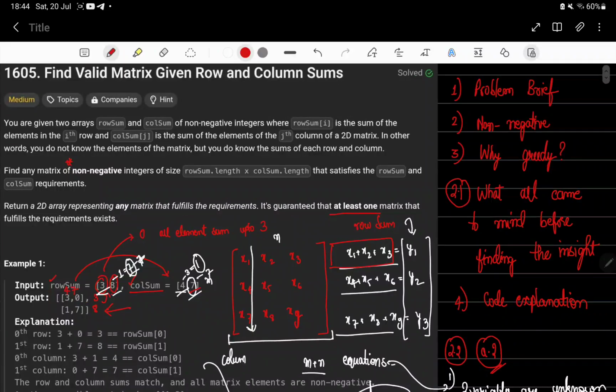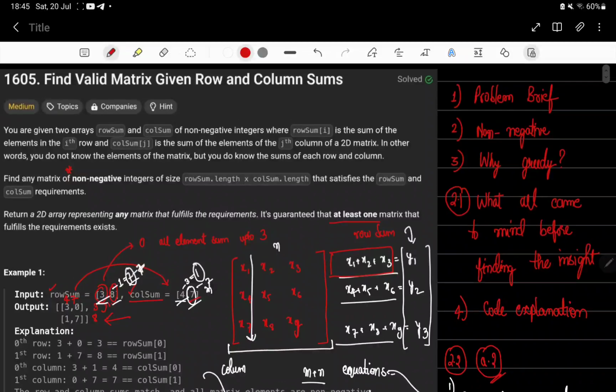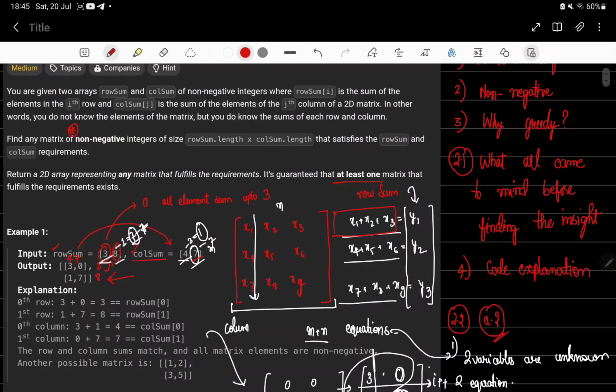Now coming to what were the constraints, that there are no negatives. This is also a very important point to remember, that there are no negatives.